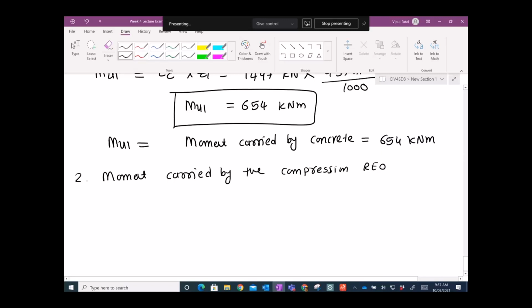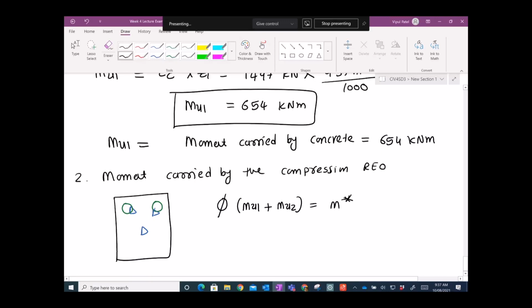Now, the second one is the moment carried by the compression reo. We want to know how much moment would be carried by this top reo, because we know how much the concrete is taking. So how much is the top reo going to take? Let's say phi times Mu1, concrete, plus Mu2, top reo, is equal to M star. Does everyone agree with this?